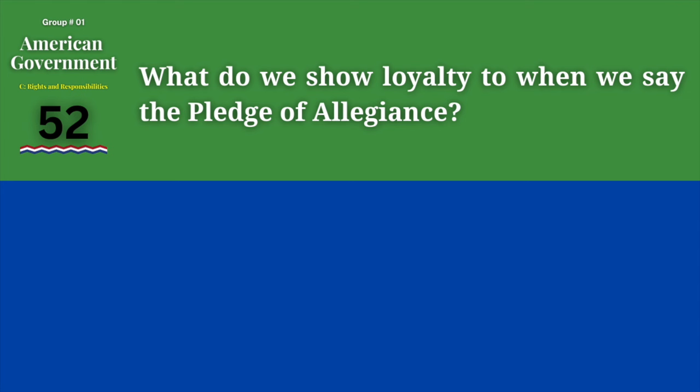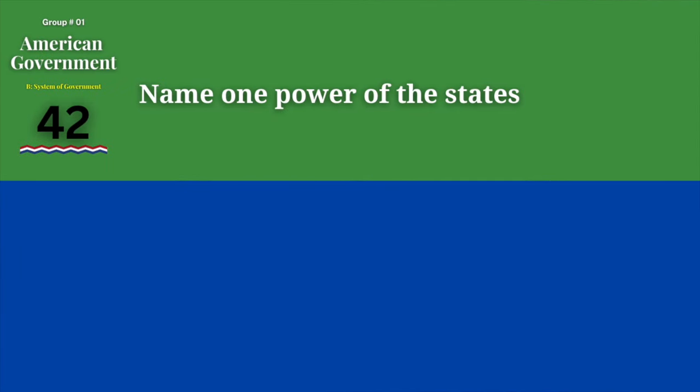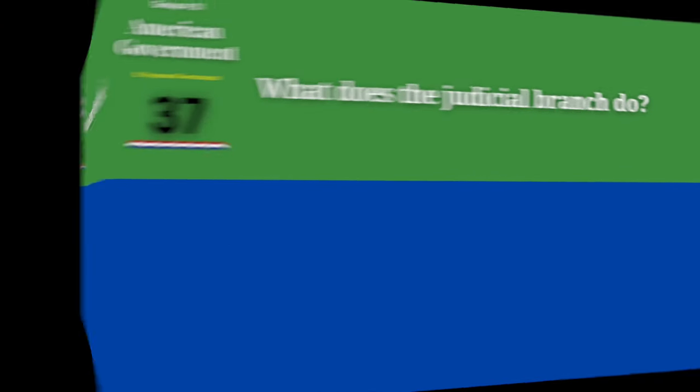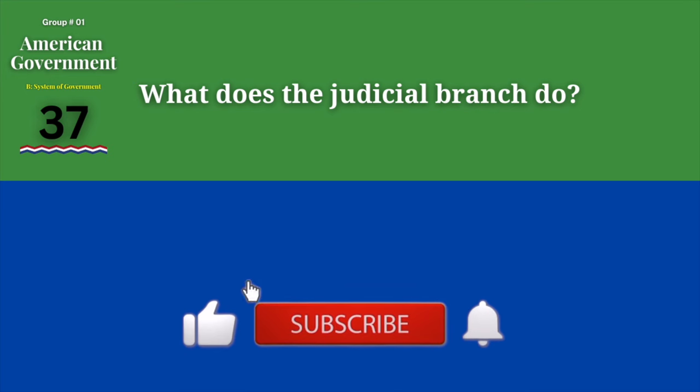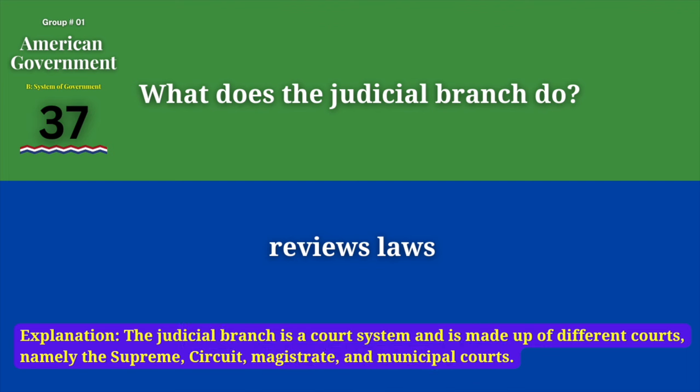What do we show loyalty to when we say the Pledge of Allegiance? The United States. Name one power of the states. Provide schooling and education. What does the judicial branch do? Reviews laws.